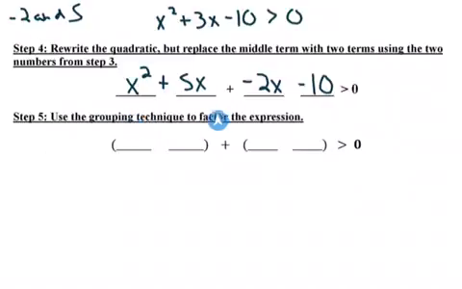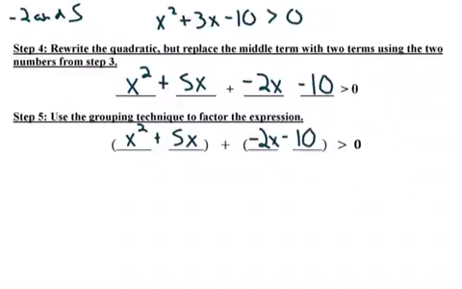Now we want to use the grouping technique to factor the expression on the left-hand side. So this next step is just showing you what you group together. So in this case, I'm grouping together the first two terms. That's why I have parentheses here. So all you have to do is just write the x squared here, the 5x here, negative 2x there, negative 10 here. So we go x squared plus 5x, and then negative 2x. And be careful here, there's a minus sign here. So minus 10. Okay?